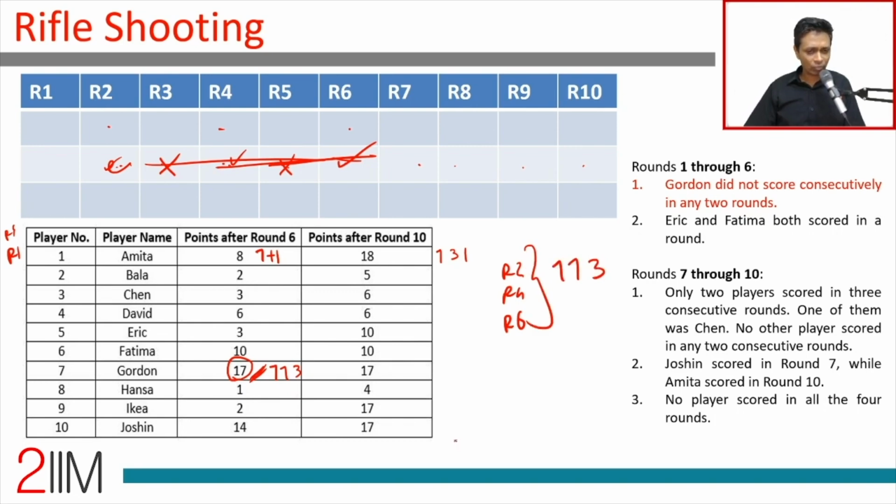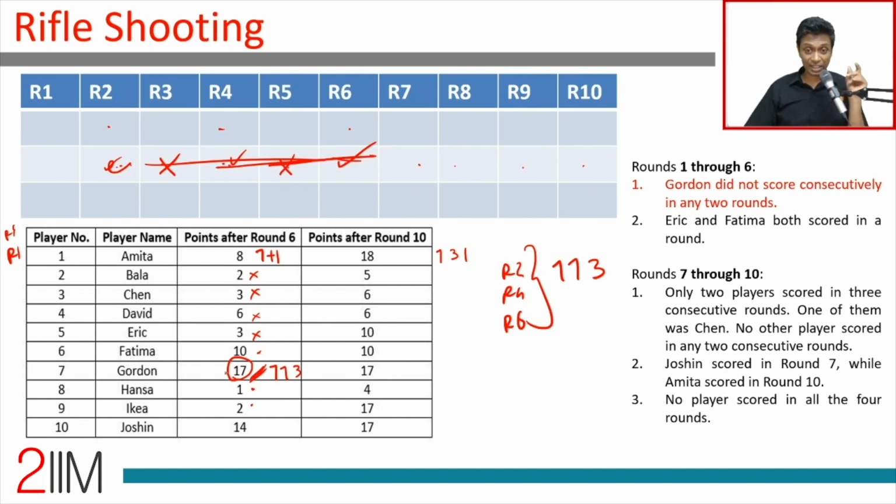Right? Now, the 7 is a big number. So some of these guys have never come first. Bala has not come first. Chen has not come first. David has not come first. Eric has not come first. Fatima could have come first. Gordon has come first. Hansa, Ikea, they have not come first. At a stretch, there's only Fatima and Gordon.